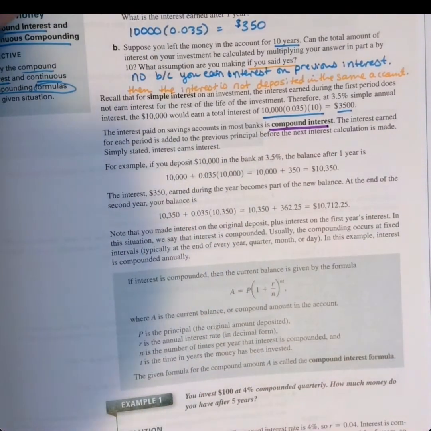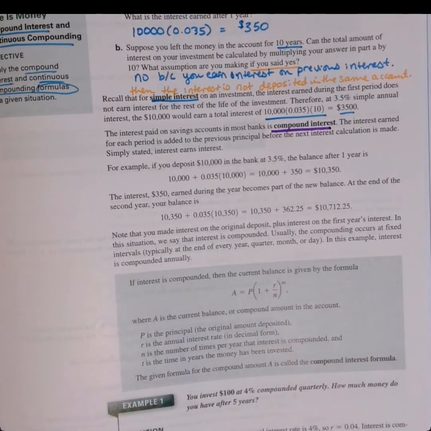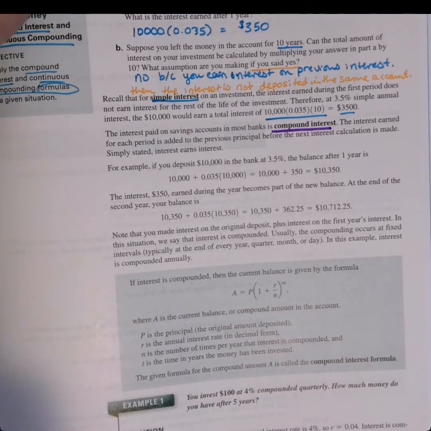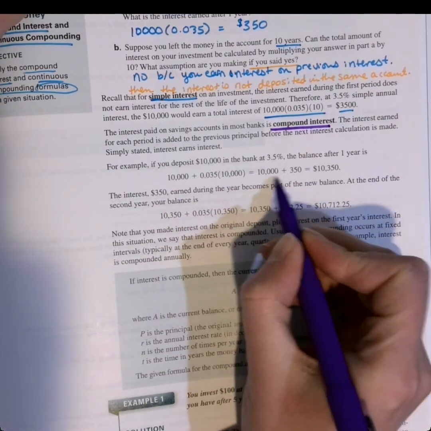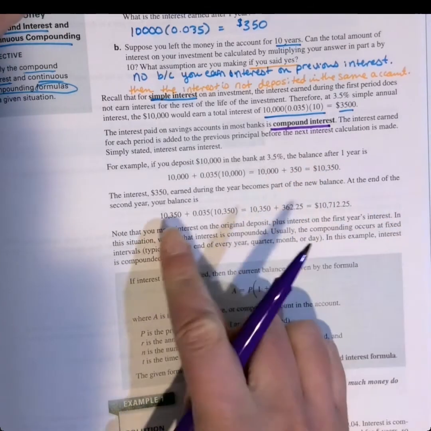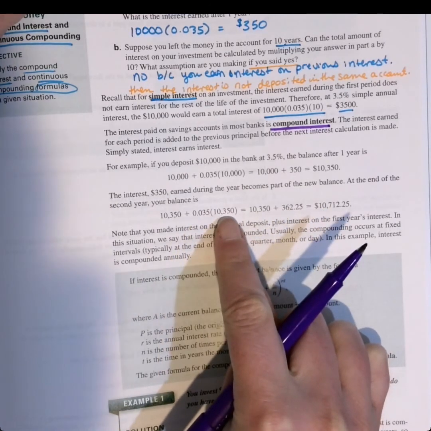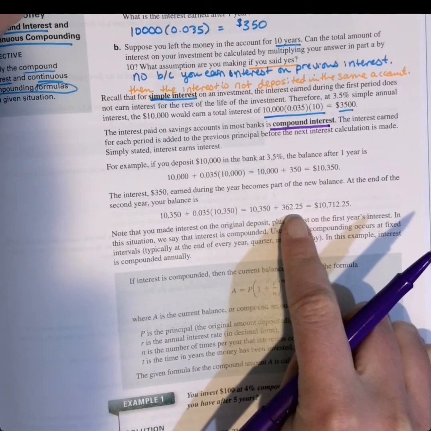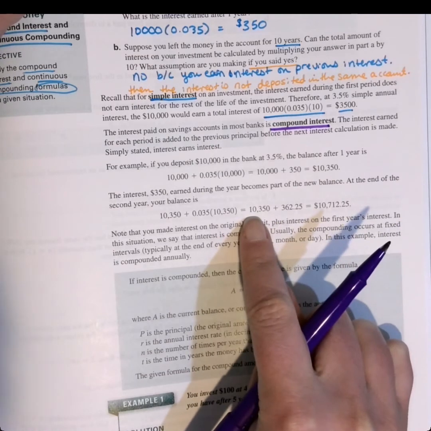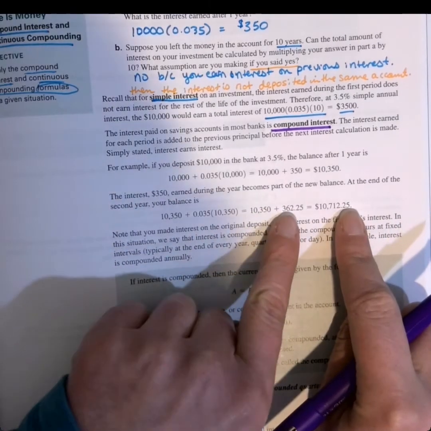So this case up here was simple interest, where you don't get to earn money on the money you've already earned. Compound interest lets us earn on what we've already earned. So if I'm going to work on compound interest, I would take my $350, add it back into the account, and then I would have $10,350. Then I would be earning that 3.5% on the $10,350, and I'd get another $362.25 this time to add into the $10,350. After 2 years, I'd have $10,712.